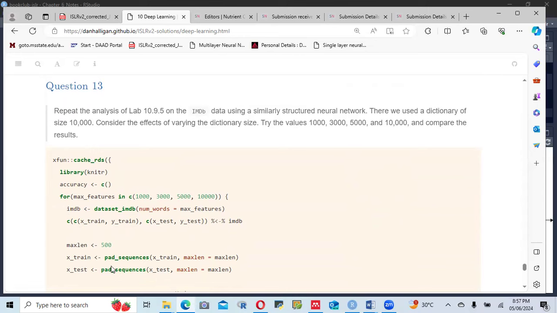so for the last part, they say we should repeat the analysis of lab 10.9.5 on the IMDB data using a similarly structured neural network. There, we use a dictionary of size 10,000. Then we consider the effect of varying the dictionary size. We try the values 1,000, 3,000, 5,000, and 10,000, and compare. And then we compare the results. So these are the features. Okay, we are comparing these four different features.